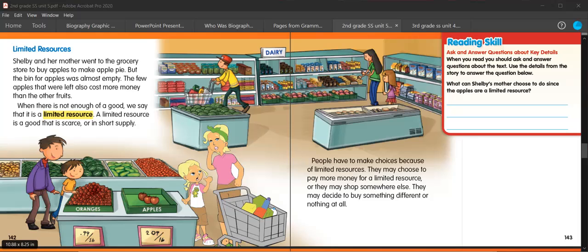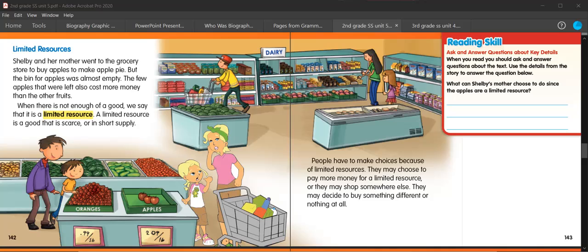People have to make a choice. People have to make choices because of limited resources. They may choose to pay more money for a limited resource, or they may shop somewhere else. They may decide to buy something different or nothing at all. So this is another thing that's going to show up on your quiz. Something important for you to pay attention to is that when there are limited resources, when there's only a little bit of something, a lot of times that something that there's very few of will end up costing a lot, right?